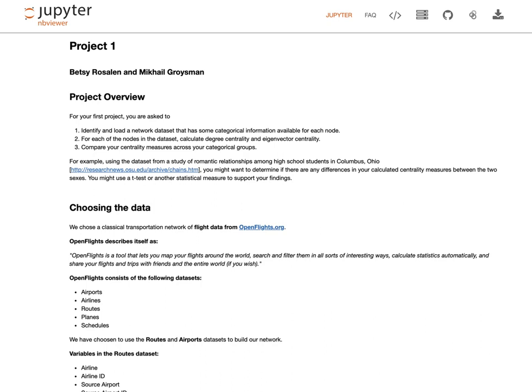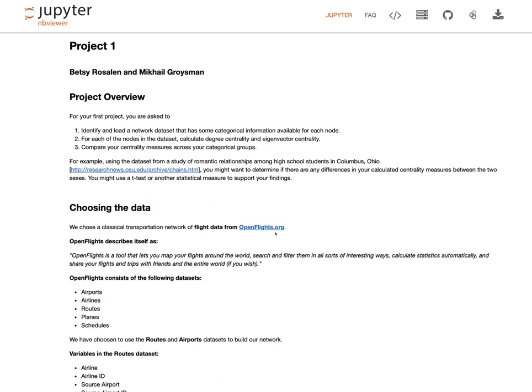In this project, we were required to find network datasets, which we did. We went through a bunch of different datasets, and it wasn't easy to locate one. But finally we were able to find the OpenFlights dataset, which contains routes and information about airports, and a bunch of other information that we didn't really use.